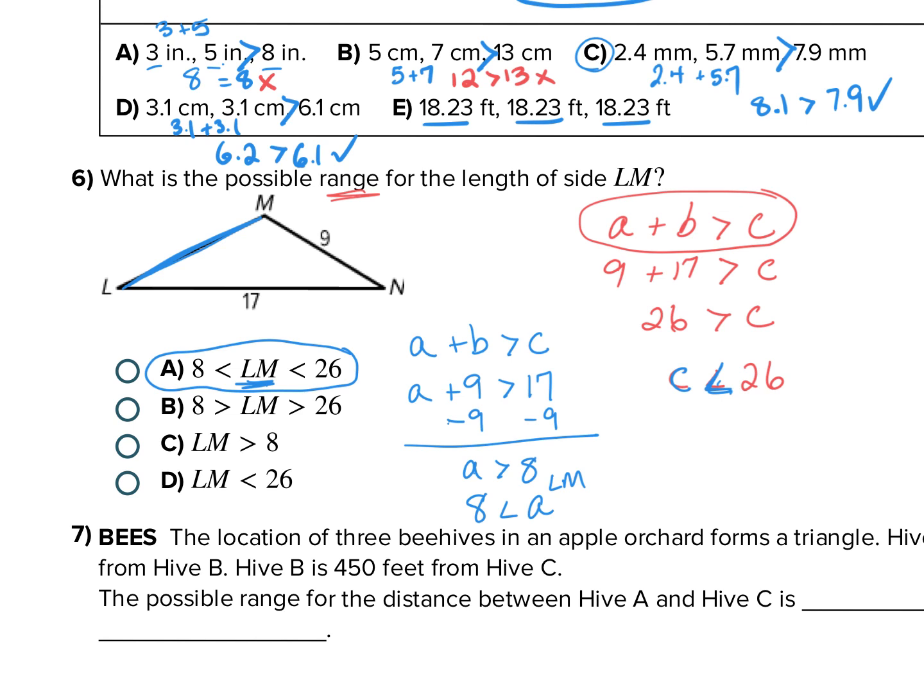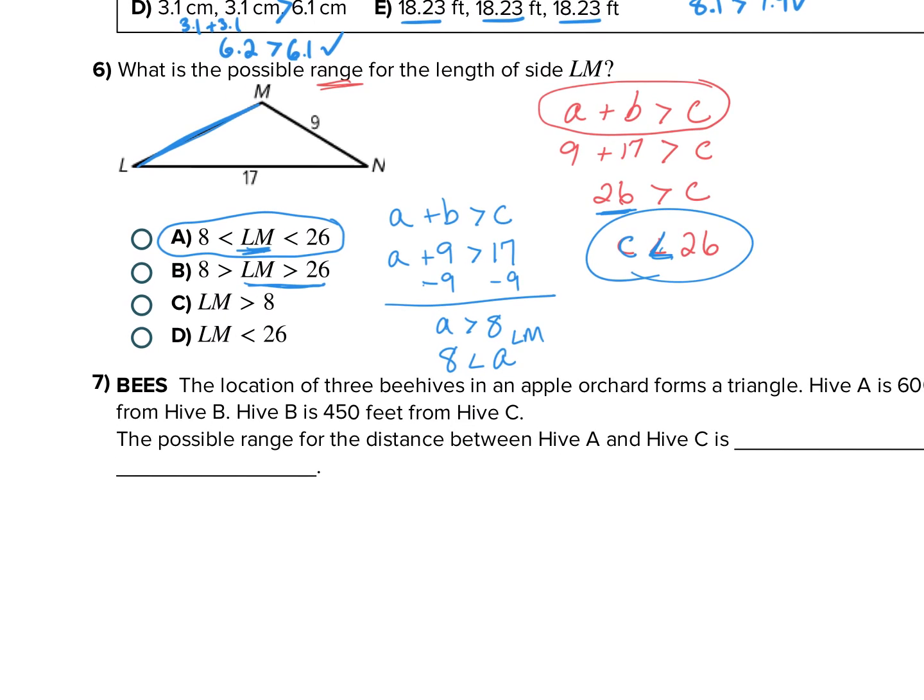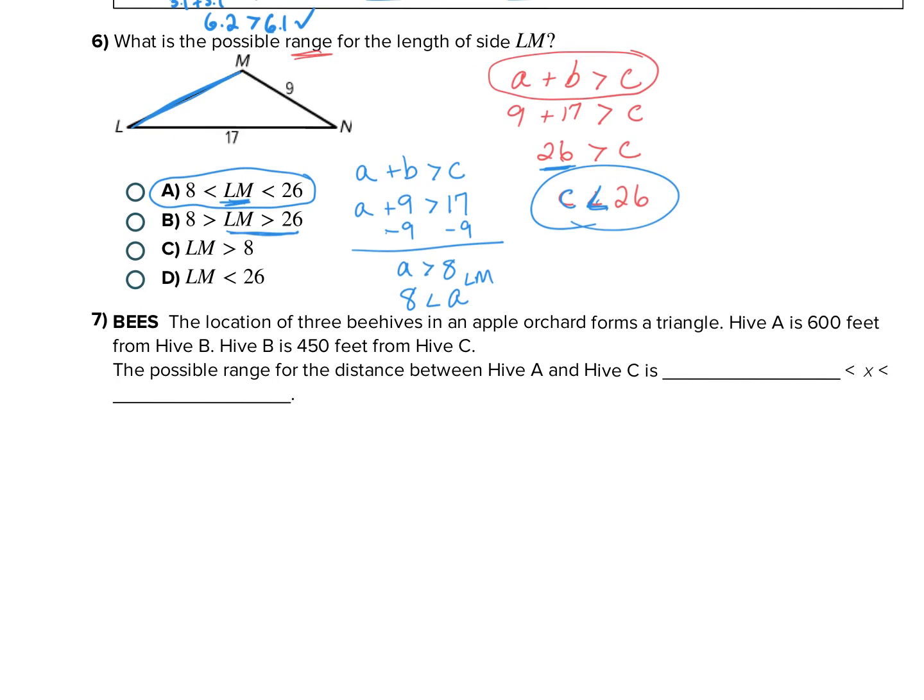Because if we chose B, just looking at this, this would say that my missing side would have to be greater than 26. And that's not what we determined here. It's actually the sum of my two smaller sides has to be greater than the longest side. Hence, the longest side has to be less than 26. I hope that makes sense. If you need more clarification, be sure to reach out to me on that one.